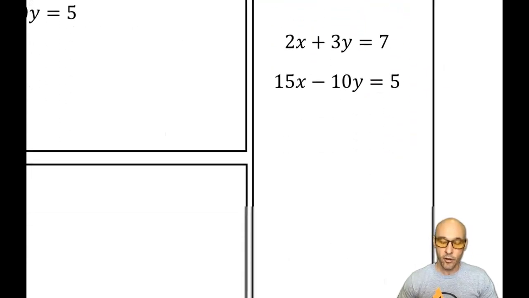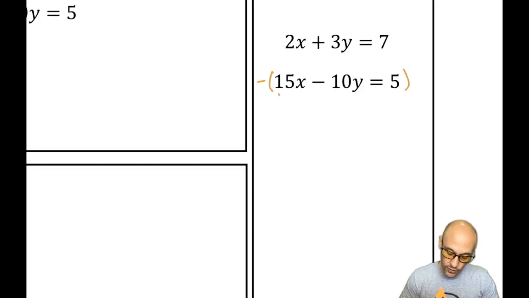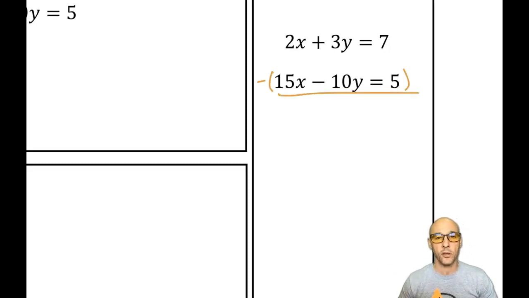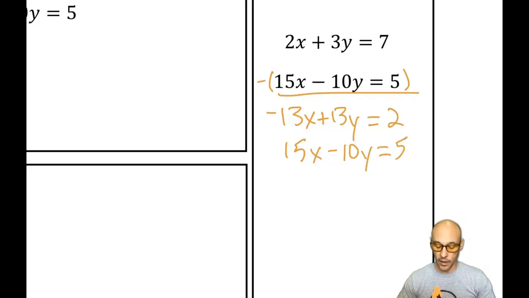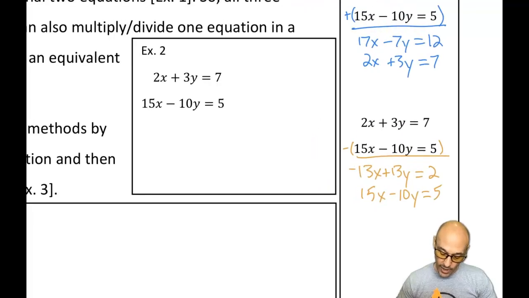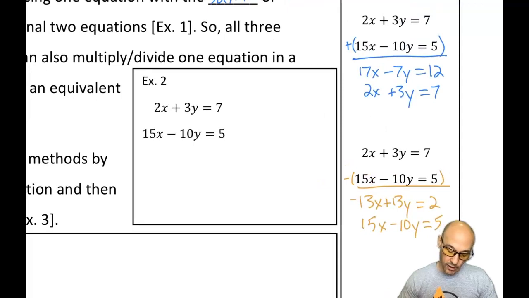Now I can make another new system here by subtracting the first from the second, or the second from the first. 2x minus 15x is negative 13x. 3y minus a negative 10y, that's 3y plus 10y, or 13y. And 7 minus 5 is 2. Now again, I can put that in combination with either of the first two original equations, and I chose the second one there.